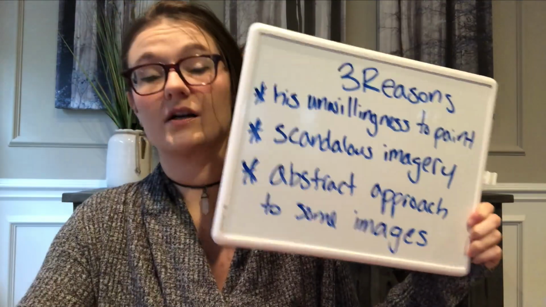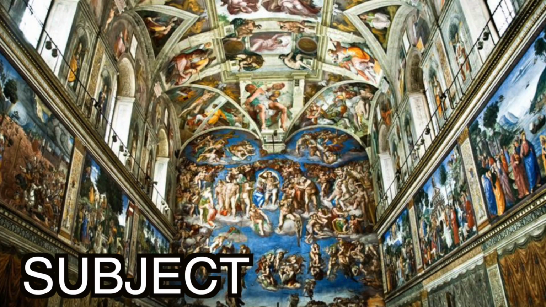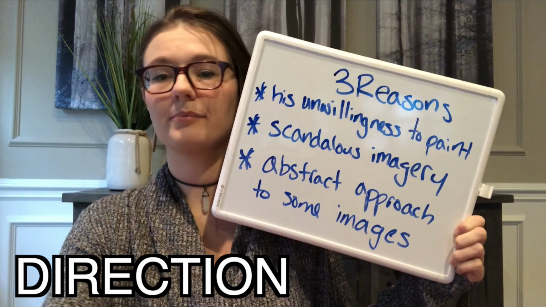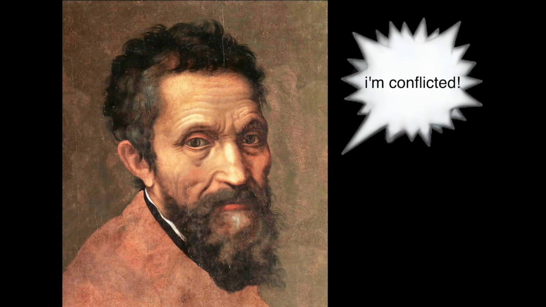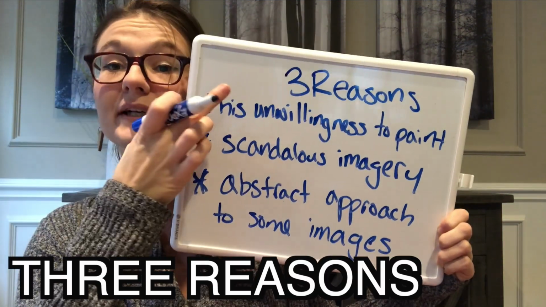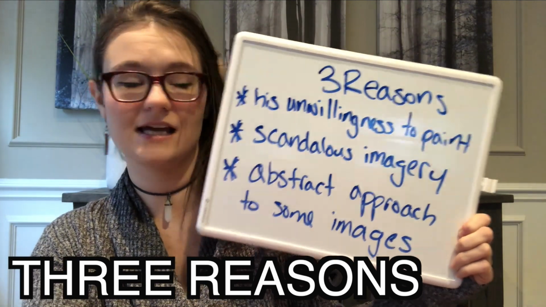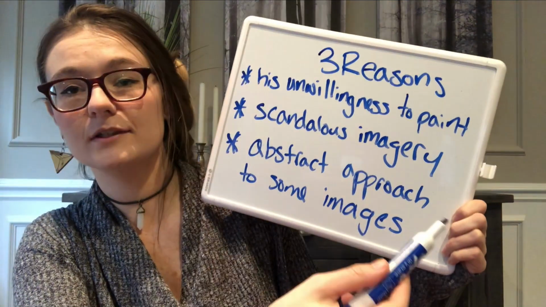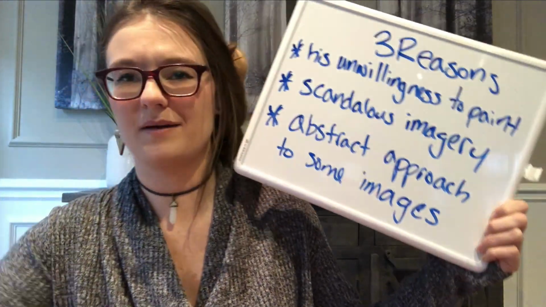Okay, so 3 reasons. So our subject is Michelangelo, specifically Michelangelo's painting of the Sistine Chapel. Our direction is Michelangelo's painting of the Sistine Chapel represented his conflicted feelings about Catholicism. And then our 3 reasons that we're going to use to prove that thesis are his unwillingness to paint the Sistine Chapel, scandalous imagery that he painted on the Sistine Chapel, and a more abstract approach to some images.